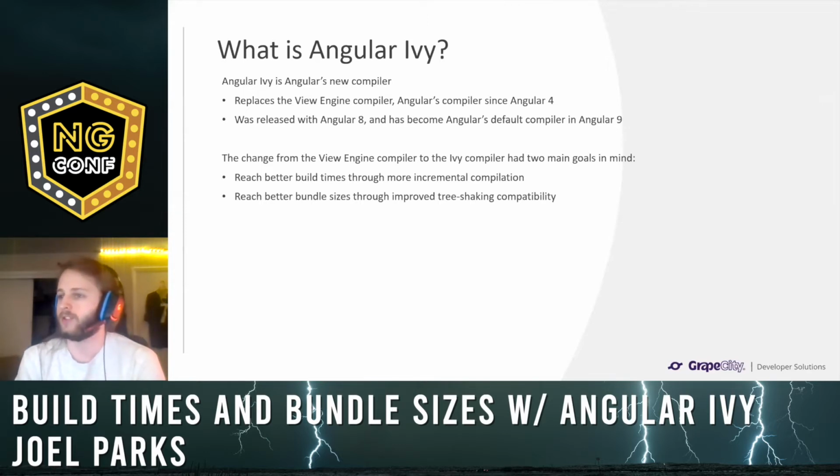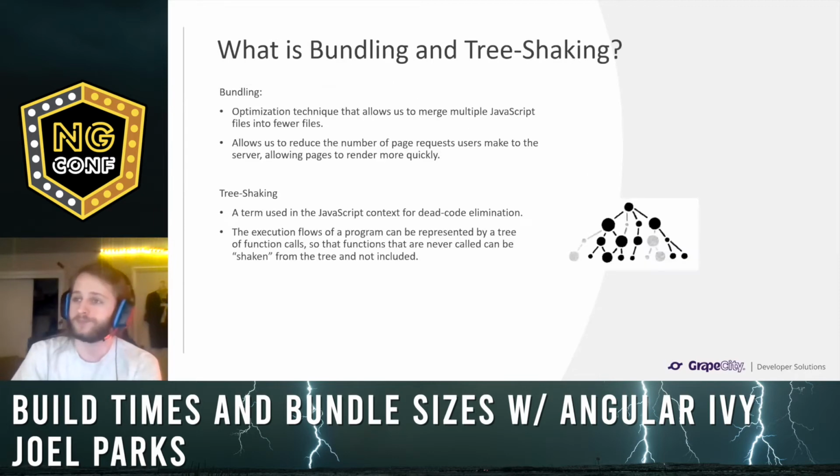There were really two key points that the Angular team was trying to make with the change from View Engine to Ivy: to reach better build times through more incremental compilation, and to reach better bundle sizes through improved tree shaking compatibility.